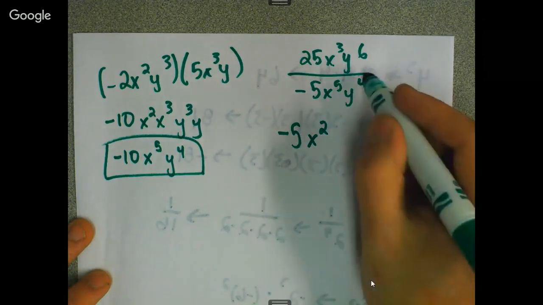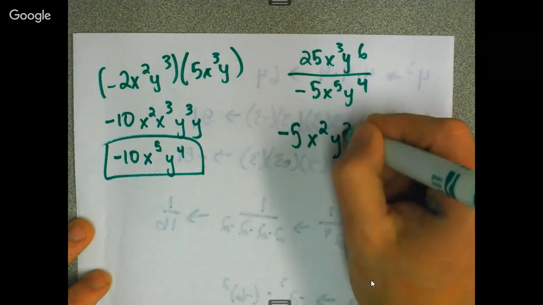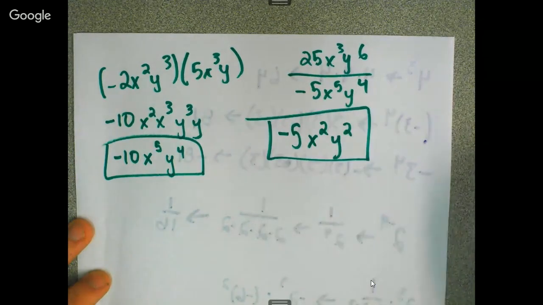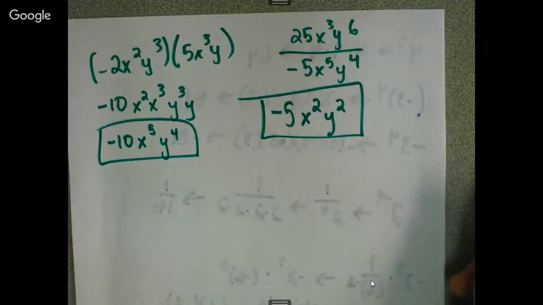Okay, with y's, there are more y's on the top. In fact, there are 2 more y's on top than on bottom. Okay, so 4 of them would end up canceling out. So that is why we write it as such.